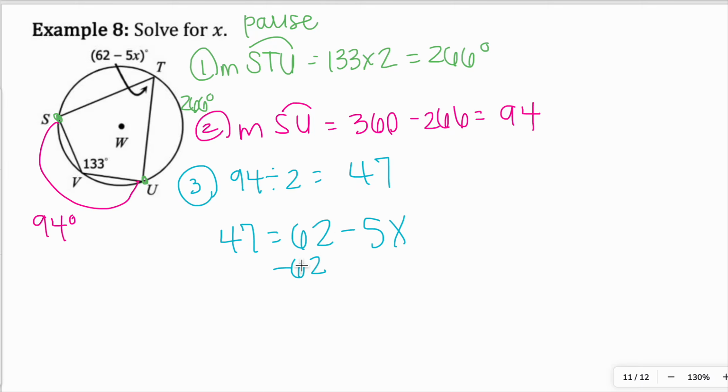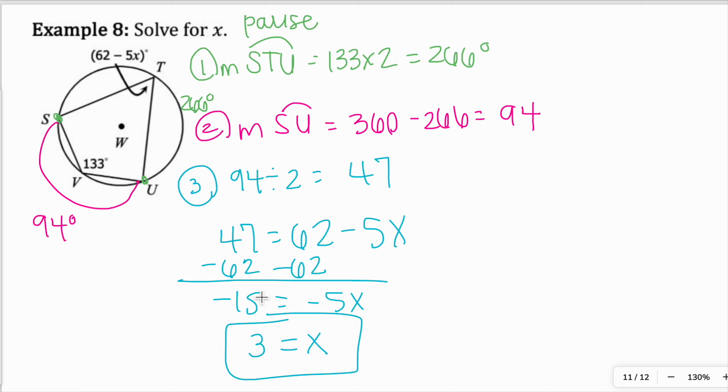I'm going to subtract 62 from 47. I'm going to get negative 15 equaling negative 5x. That means x has to be 3. And there we go. So I feel like maybe question 8 was a little bit easier than question 7. A lot of steps in question 7.